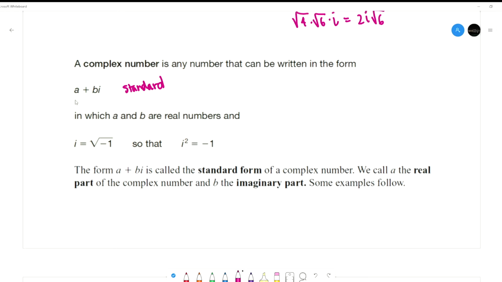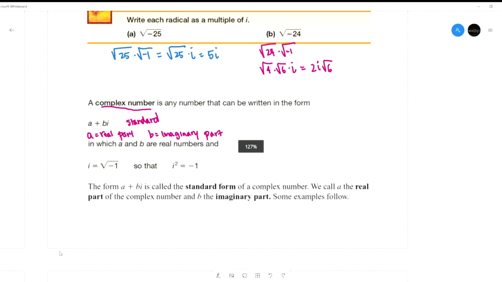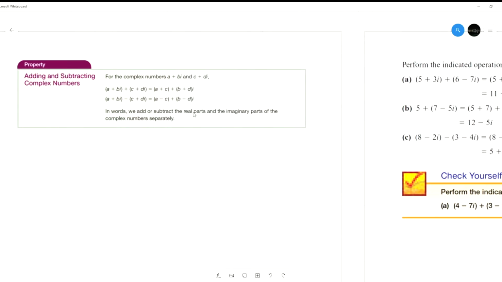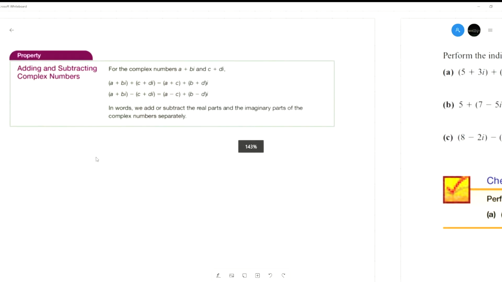And in the standard form, a represents the real part. A is the real part, and b is the imaginary part. Okay, and this combined is called a complex number. So let's look at how to combine complex numbers, right? Through addition and subtraction.